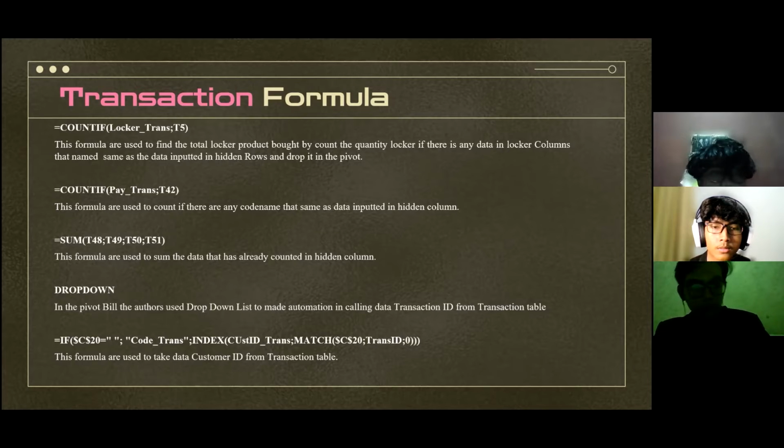Next is the drop down. In the pivot field, the author used a drop down list to automate calling data of transaction ID from the transaction table. Use IF, C20, INDEX, customer ID, MATCH, $C$20, transaction ID. This formula is used to take data customer ID from the transaction table.